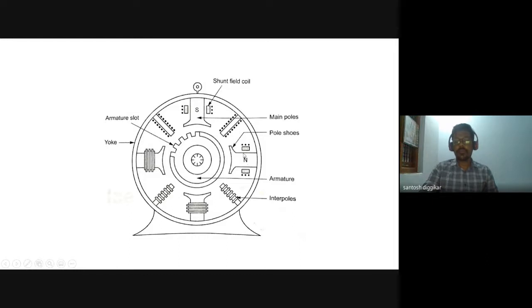And between the main poles we have interpoles. A small structure, they say interpoles. Okay, over the main poles we have field windings. Over the interpoles we have interpole windings. And the outer body is nothing but a yoke. So we have to design the armature diameter and length, yoke height and width, and what is the air gap, and what is the size of the conductor for field winding, and what is the size of the conductor for armature winding. So these are all the things we need to design.